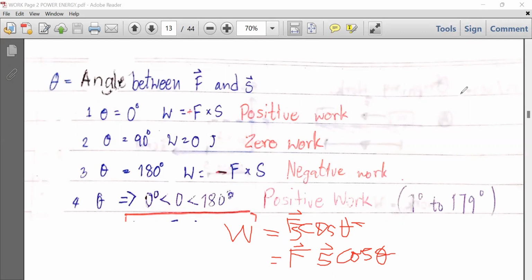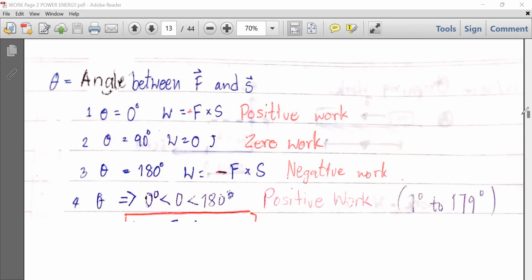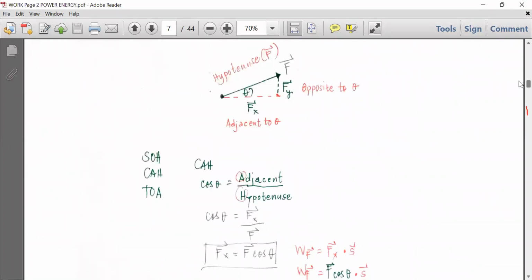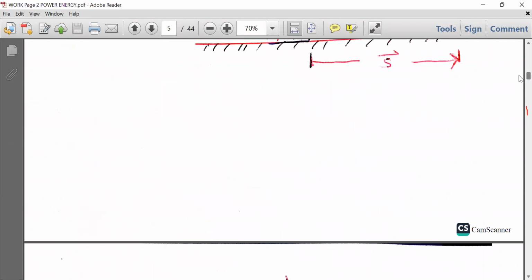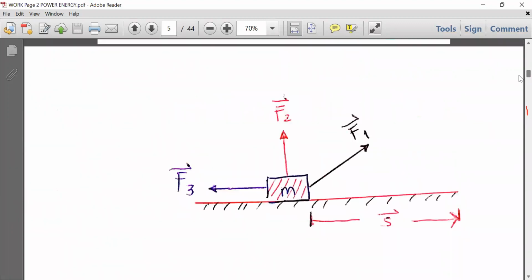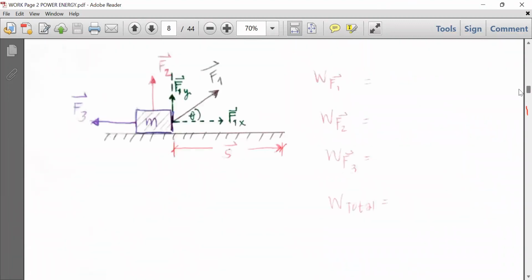Now let's clear that up. Let's erase and then go back. How are we going to solve this problem now? We're going to apply those 4 cases to get the total work done.